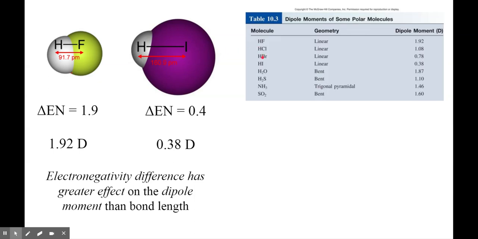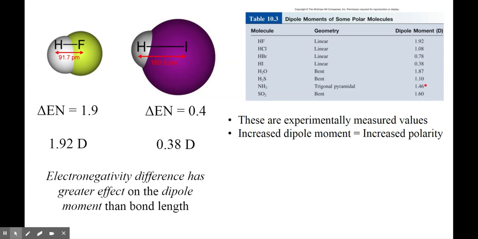So here's a nice table of some other substances. We have some that are linear, with HF being the most polar at 1.9 in this list. Water and H2S are bent, water again being more polar than H2S, and then a few others. These are all experimentally determined. You don't have to calculate them, but you have to know the greater the value, the more polar it is. You'll generally see values between 0 and maybe 3 to 4.